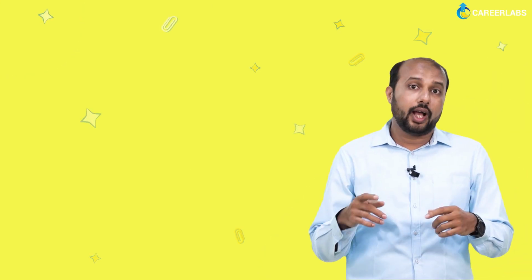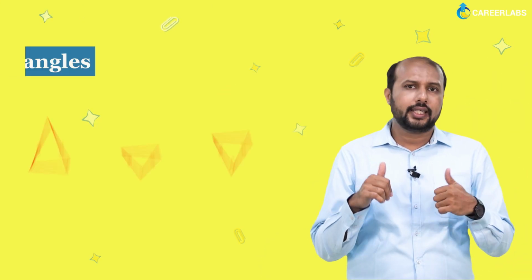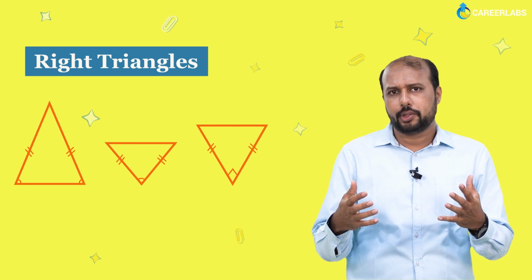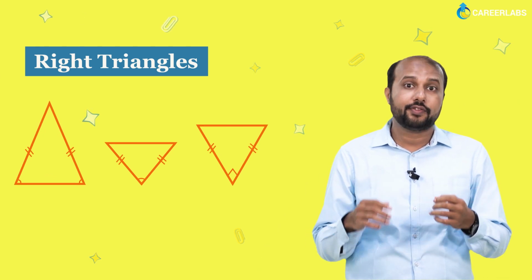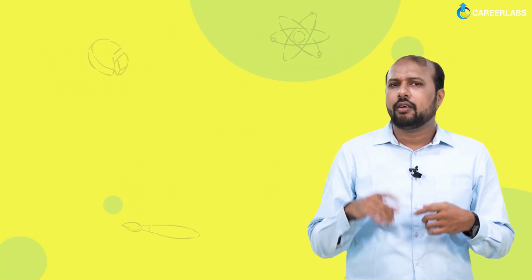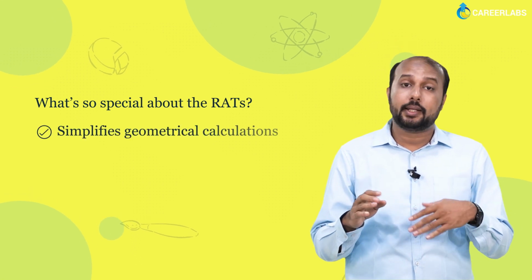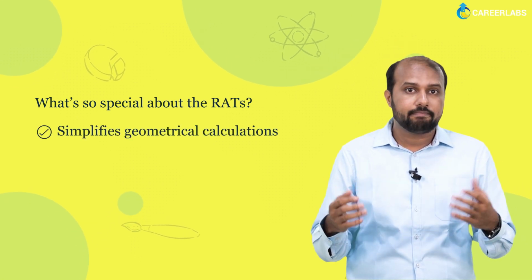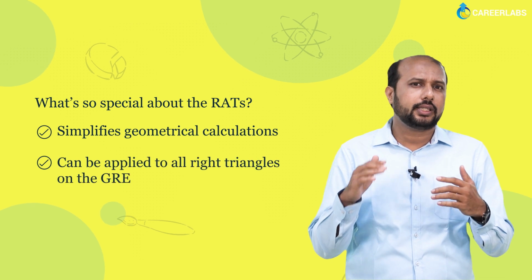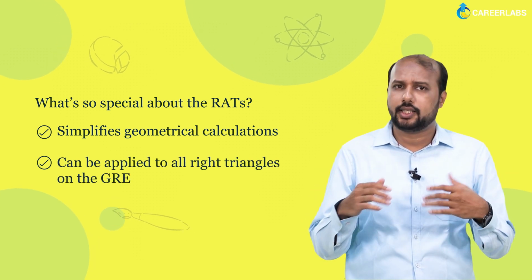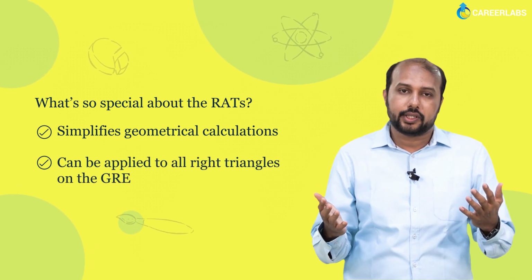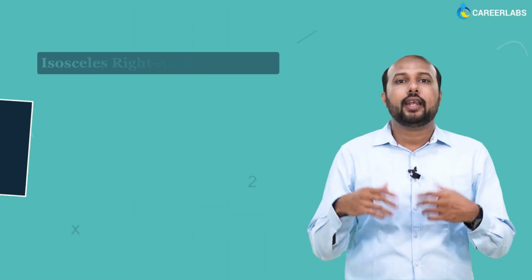In the previous video, I promised to teach you how to use right-angled triangles to solve geometry problems. But before we do that, let's find out why we need them at all. Firstly, it has certain properties that make geometry calculations easy. Not only that, we can apply these properties to all right-angled triangles in the GRE to simplify the calculations. How, you ask? Well, let's find out.